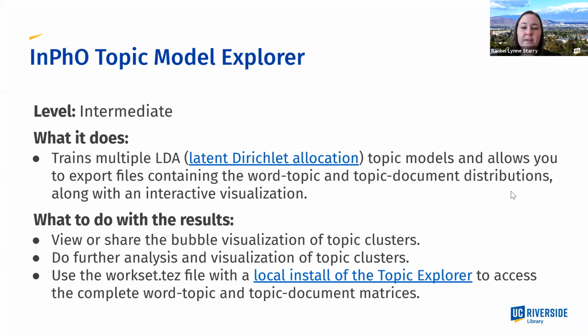And finally, the last text analysis related algorithm is the topic model explorer. This one's a little more advanced. There are a few more parameters to set. Essentially what it does, and it already sounds complicated, is train multiple LDA topic models. So before we go any further, what does that even mean, right?